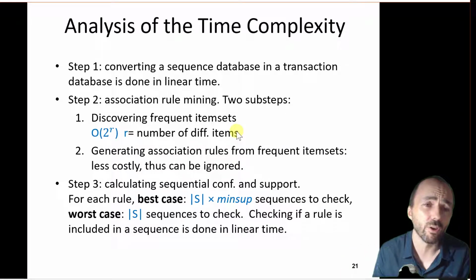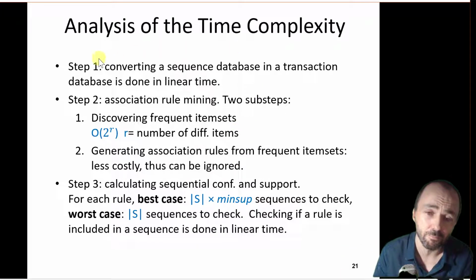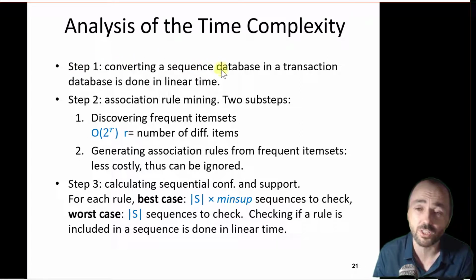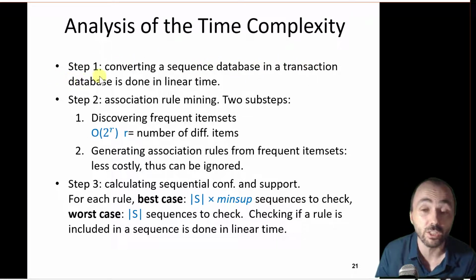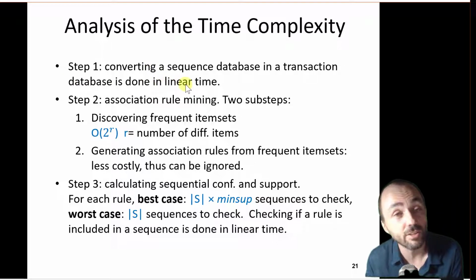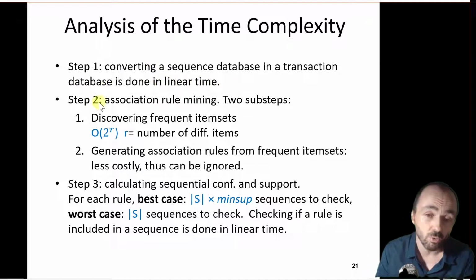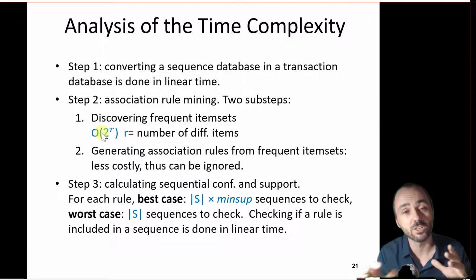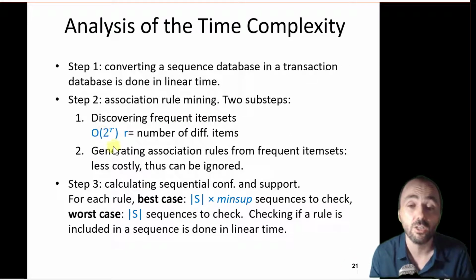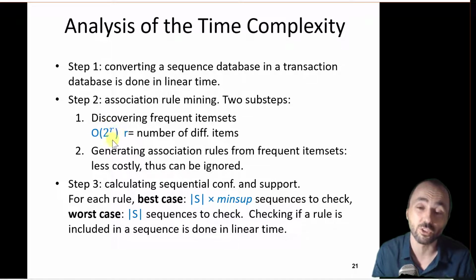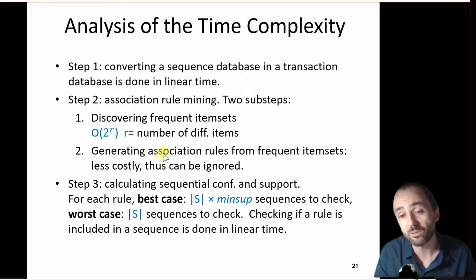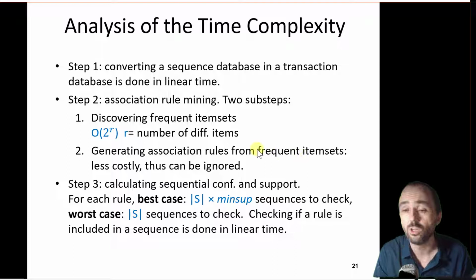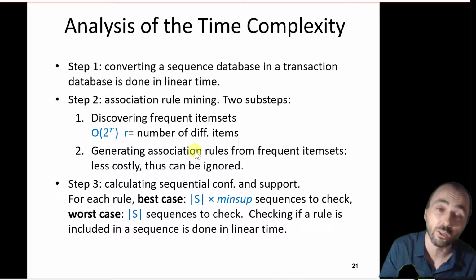Now, if we want to analyze the complexity of this algorithm, step one, we need to convert the sequence database into a transaction database. So this is done in linear time. Step two, we need to do association rule mining. So first we find the frequent itemsets. So the complexity, I will not go into details, but it will be something exponential normally, okay, for the number of itemsets. And then after that, we need to generate the association rules, which is not very costly. We can mostly ignore.